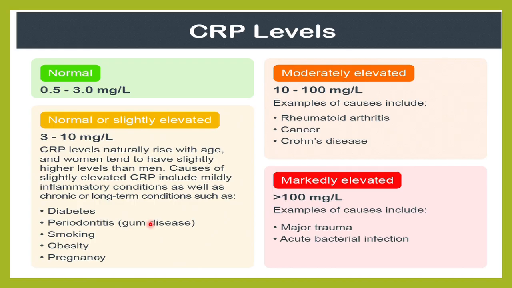But yes, if it is exceeding more than 10 and up to 100, then we have to evaluate, and it shows that some kind of an inflammatory process is definitely going on. It could be rheumatoid arthritis, Crohn's disease, SLE, pneumonia, osteomyelitis, any inflammatory condition. There is some kind of an inflammatory process happening in the body, and if it is more than 100 milligram per liter, then definitely there is some kind of a major trauma, there is severe bacterial infection, etc.